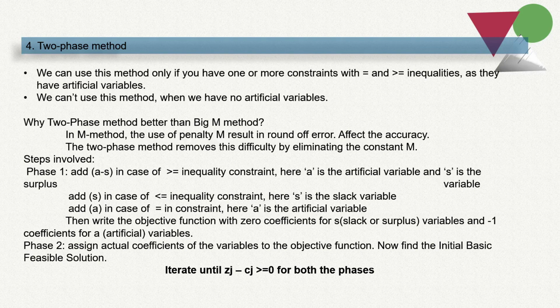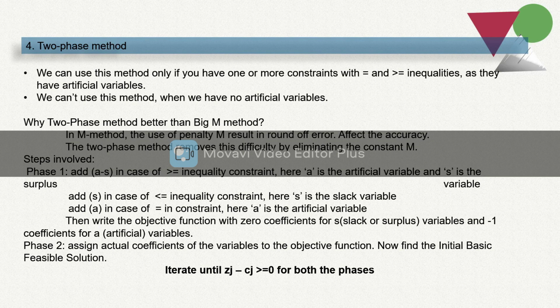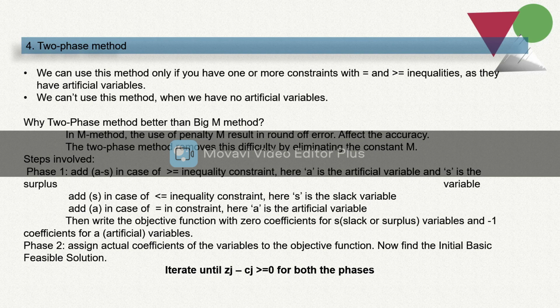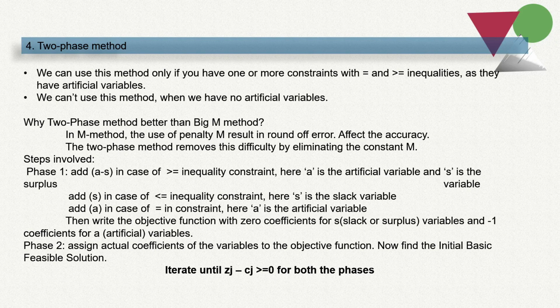The steps involved here are: phase 1, add a minus s and add the surplus, slack variables and artificial variables in case of inequality constraints. Then write the objective function with 0 coefficients for slack and surplus variables and -1 coefficients for artificial variables. Then moving to phase 2, assign actual coefficients of the variables to the objective function. Now find the initial basic feasible solution.